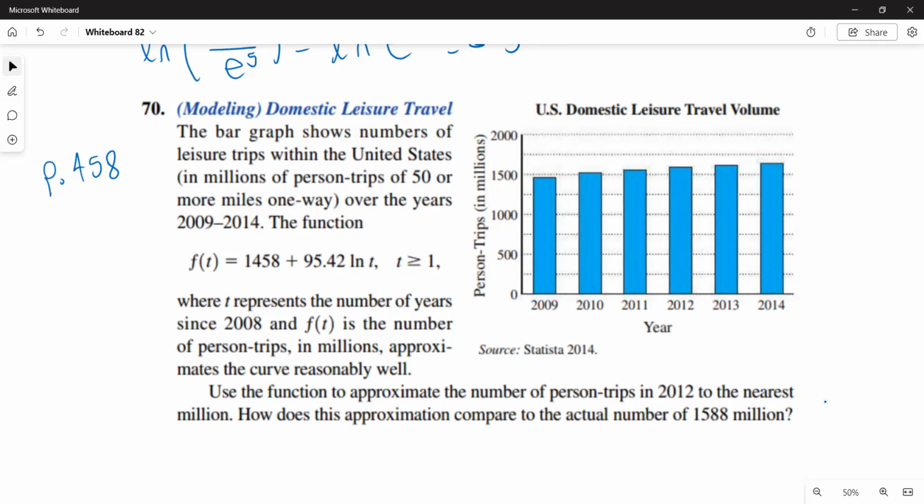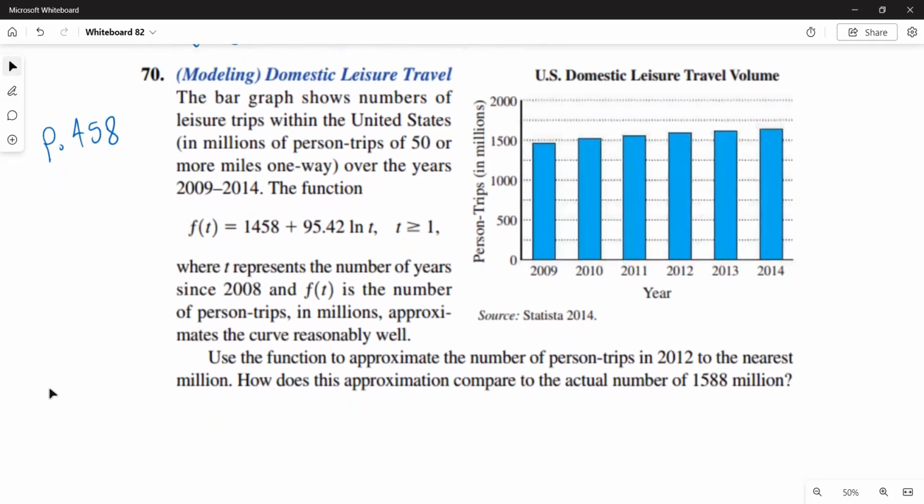And how does this approximation compare to the actual number of 1,588 million or 1.6 billion approximately? So t represents the number of years since 2008. So 2012 corresponds to t equals 4. We're going to evaluate this function at 4. We're going to evaluate f of 4.